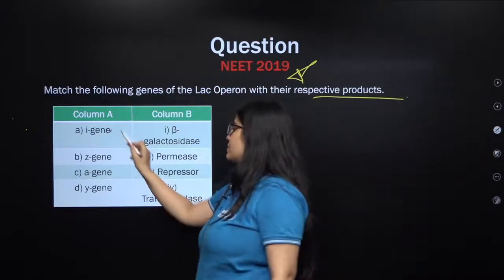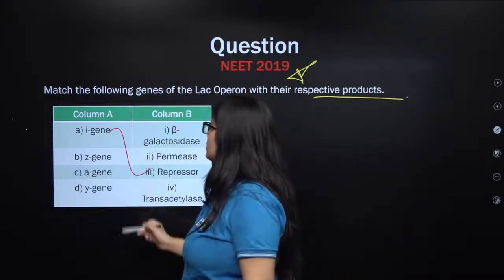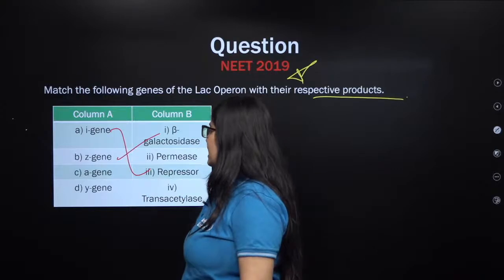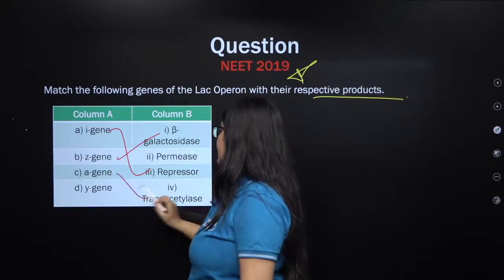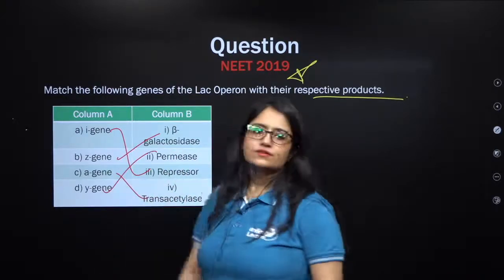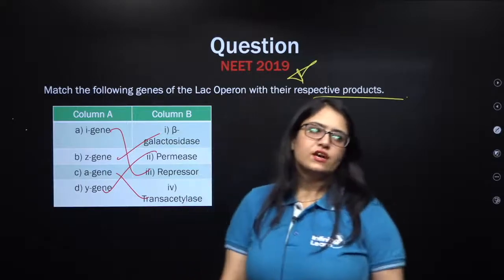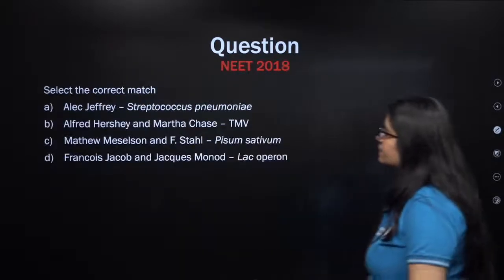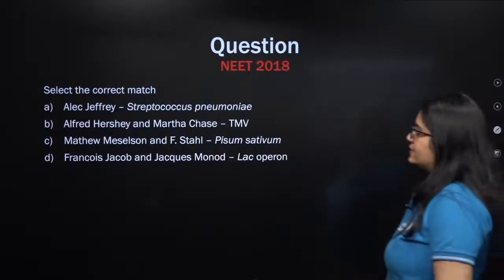I gene codes for a repressor protein. Z gene codes for beta galactosidase. A gene codes for transacetylase and Y codes for permease. Correct? Any doubts in this? Pretty simple. NEET 2018.